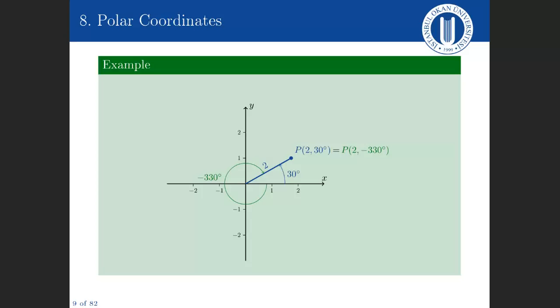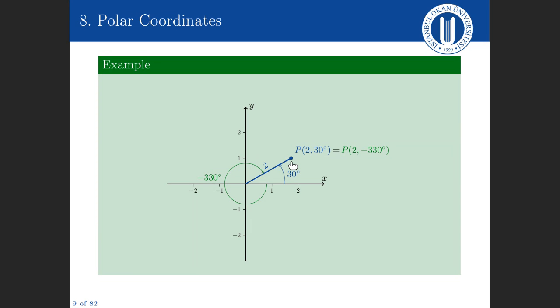There is more than one way to write down the polar coordinates for a point. For example, think about this point P. We could say that this point P has polar coordinates 2, 30 degrees. The distance is 2 and the angle is 30 degrees. But let's suppose instead of rotating our ruler anti-clockwise 30 degrees, we rotated our ruler 330 degrees clockwise, or through an angle of -330 degrees.